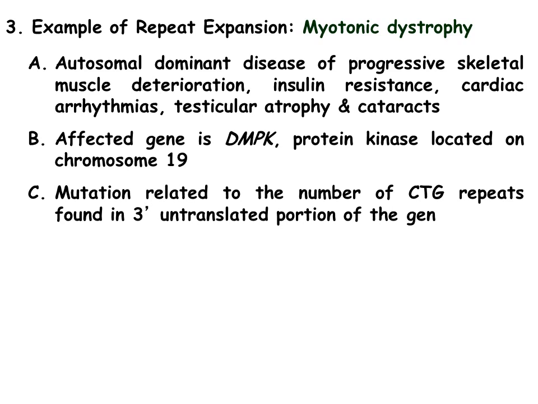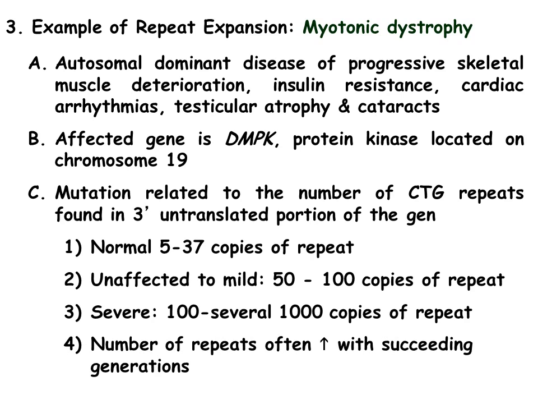Okay. There's an affected gene. It's a protein kinase on chromosome 19. And protein kinases, again, are very important in internal cell signaling, which leads to a change in gene expression. So we're back to the central dogma. But anyway, the mutation is related to the number of these repeats, CTG. And these are found downstream, I should say, in this case, of the untranslated portion of the gene.